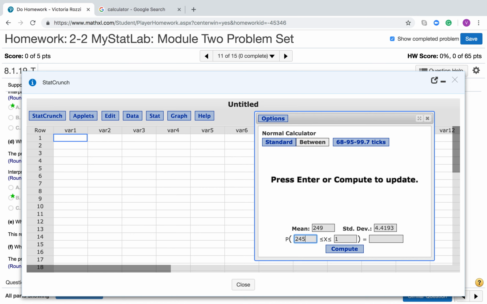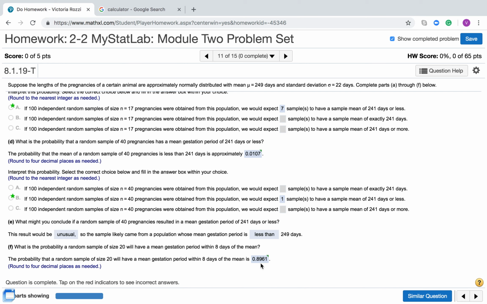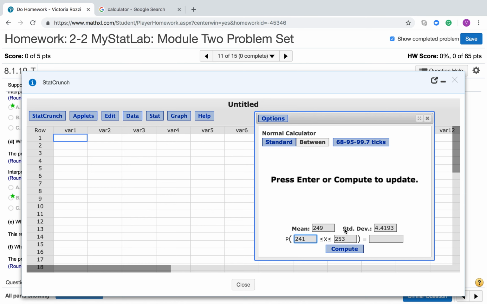Ooh, and they're getting 0.8961. So let me see here. Did they mean that they want it within 8 days? Oh, you know what? I'm a little bit off here. Within 8 days of the mean, we're going to go plus and minus 8 days. See, I made a mistake here. I was thinking an 8-day window, but we actually want plus or minus 8 days. So I'm going to make this 241. And then if I add 8 to this, we're going to get 257.